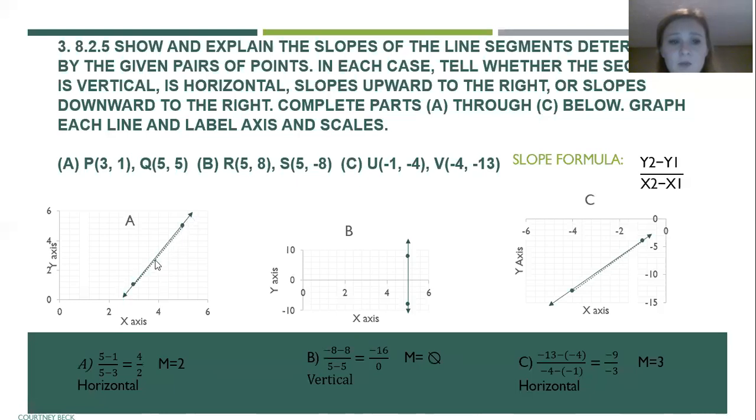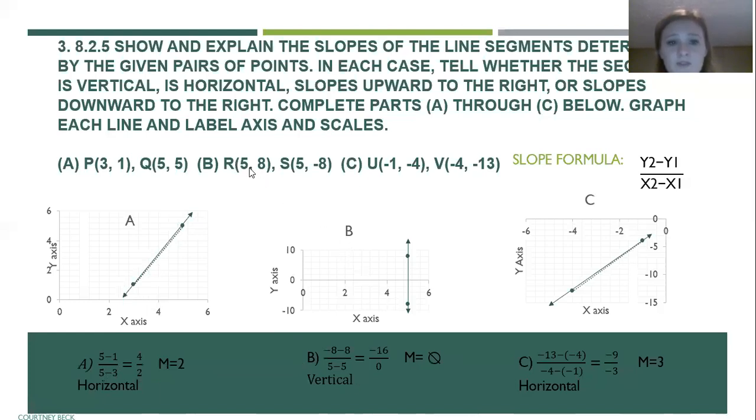Then we're going to connect the two, make a line with 2 arrows, and the slope is y2 minus y1 over x2 minus x1, and we're going to get 4 over 2, which is going to make our slope 2, and the graph is horizontal, and the slope is going upward.